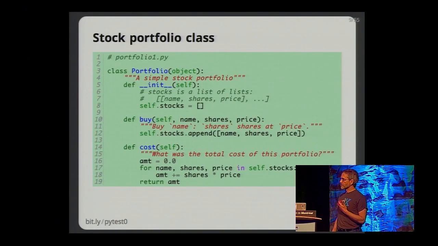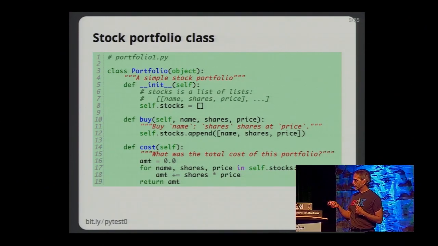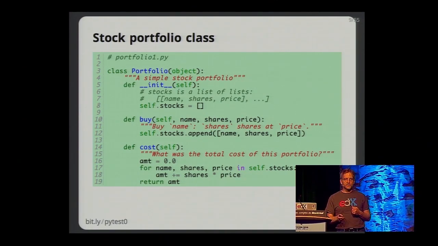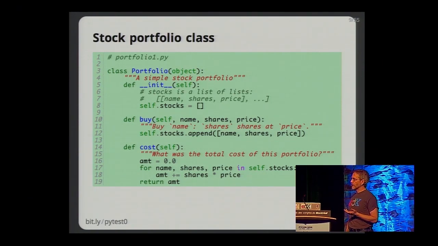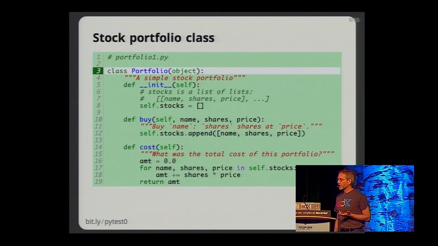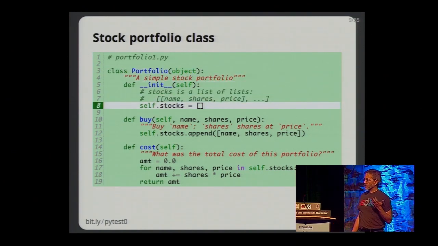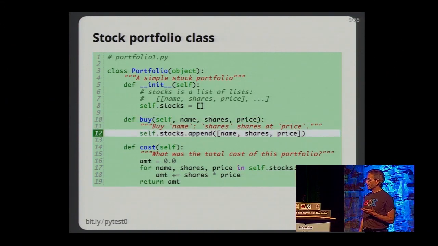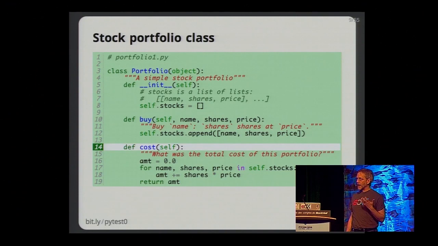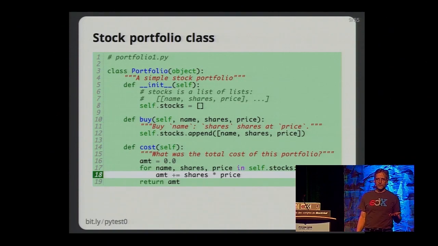So here is our stock portfolio class. And again, if you can't read the code, there is a bit.ly link at the bottom, bit.ly/pytest0, where you can see the code. So this is a stock portfolio class. It's very simple. We define a class. It keeps a list of tuples: name, shares, price. You can buy some shares for a certain amount, which will append that stock lot to the list. And then later you can ask, what is the cost of the portfolio, the original cost, which is simply the sum of the shares times the price for all of the stocks in our portfolio.